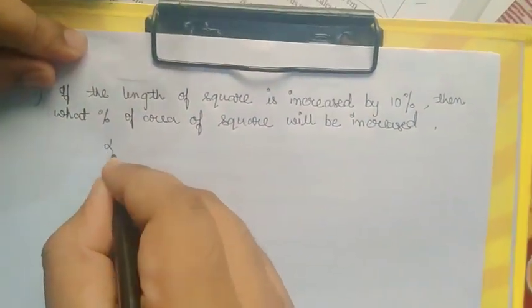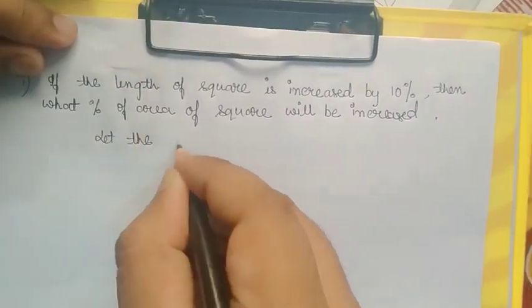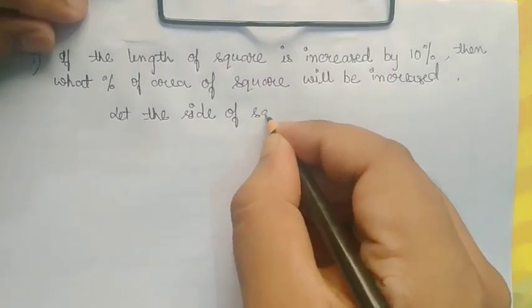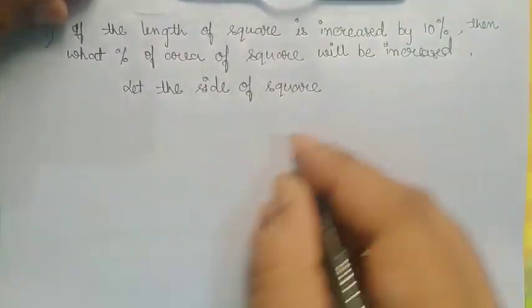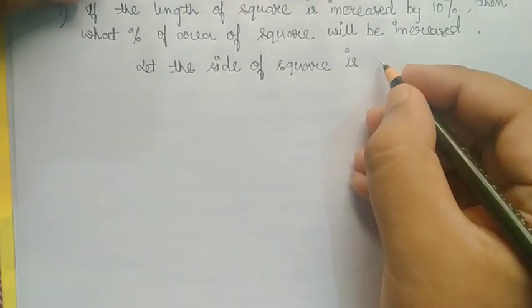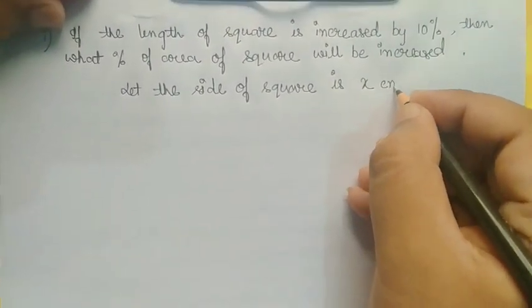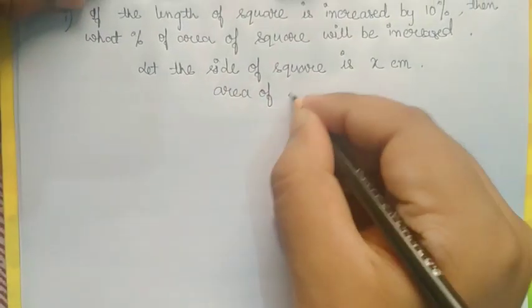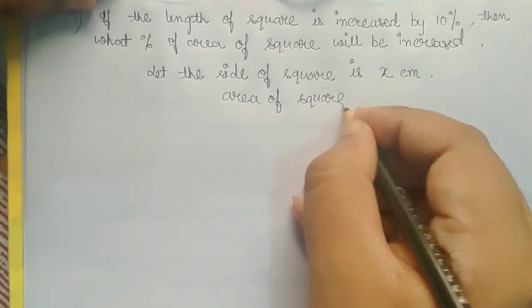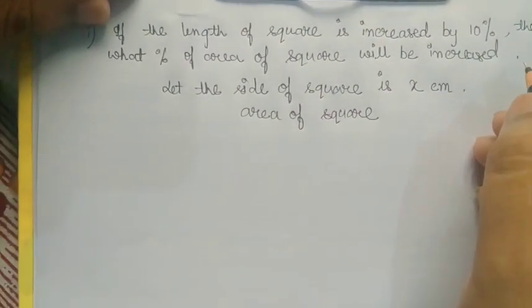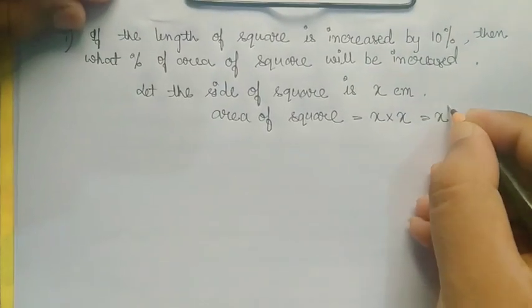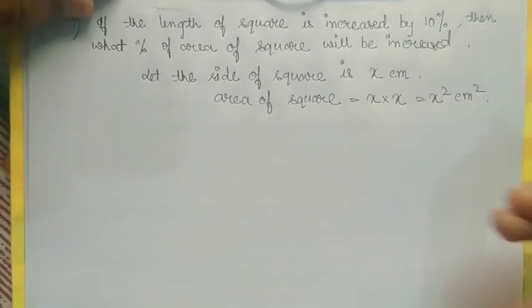So therefore, let the side of the square be x centimeter. So area of the square will be, we know the area of the square is side square or side into side, therefore x into x equal to x square centimeter square.